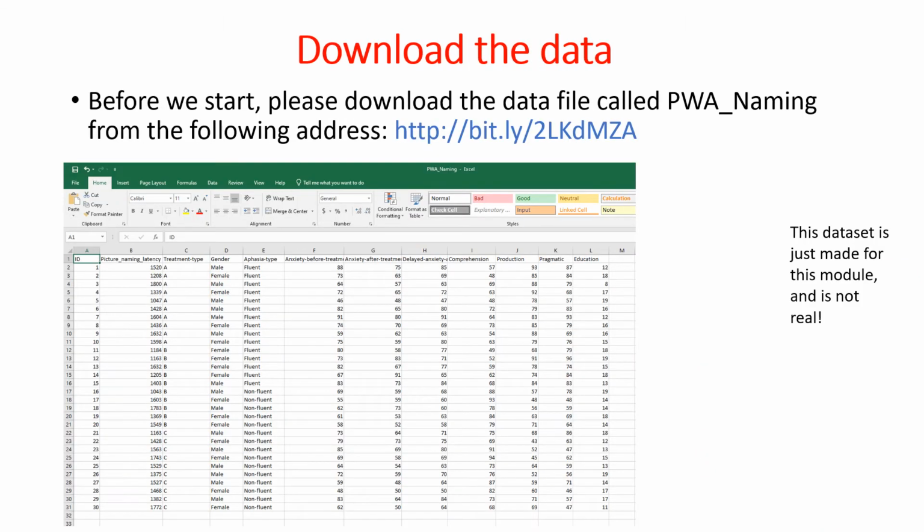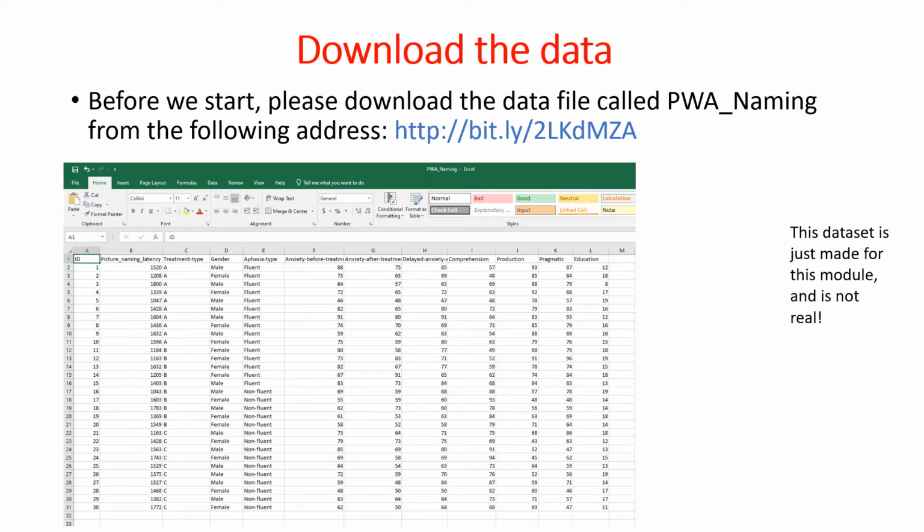If you haven't downloaded the data so far for this module, please go to the link provided in this slide and download the data. We will use this data set for doing some descriptive statistics during this session. The name of this data set is PWA naming. PWA is an abbreviation I will use during this module. It stands for people with aphasia.